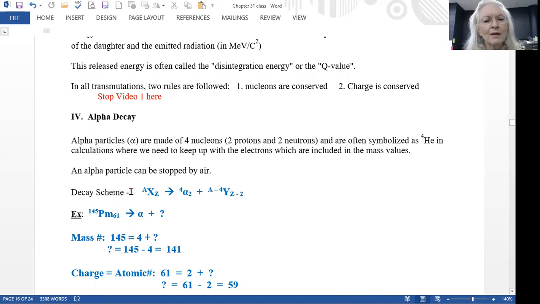Don't worry so much about the decay scheme. I'm going to show you how to figure out what isotope the daughter is. So we always start out with a parent. If it gives off an alpha particle, then you have a daughter associated with that decay. So let's look at a specific example.